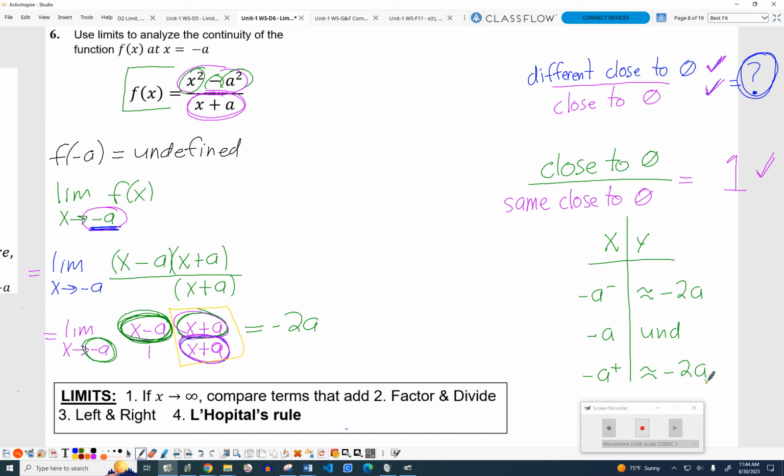Let's go, Andrew. So if f of negative a was exactly negative 2a, then the function would be continuous. 3 points. But it's not, so it has the removable discontinuity. Correct. Back to what Will said. This being undefined, we know the function's not continuous. It's just a matter of identifying which type.